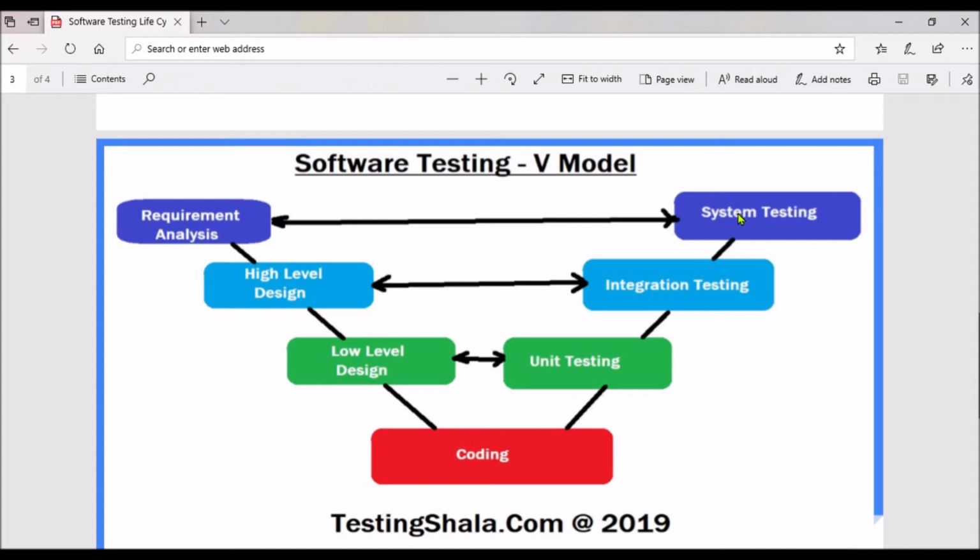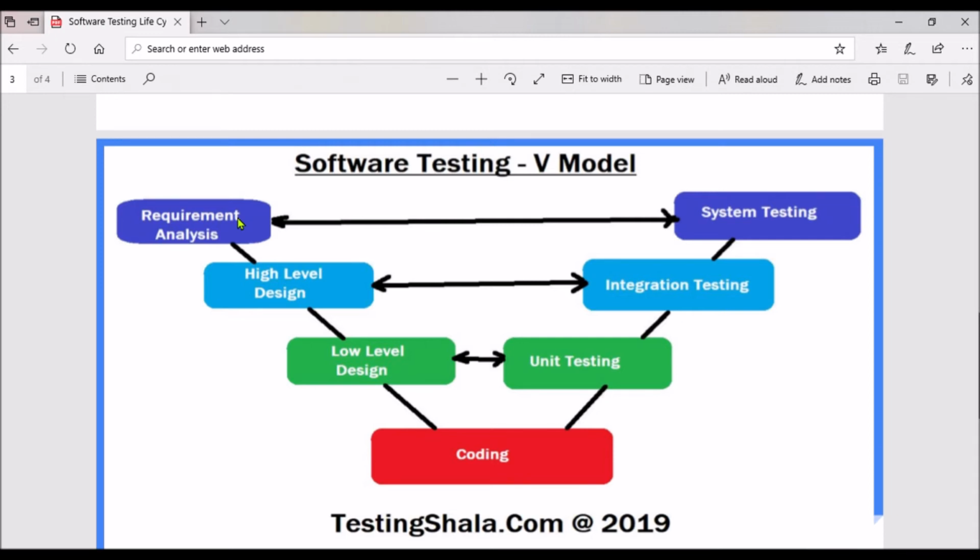So in V model testing, unit testing is done against the low level designs, and integration testing is done based on the high level design documents, just to ensure that all the paths and integration points are working as expected. System testing is validated against the requirement analysis, just to ensure that both functional and non-functional requirements are met.